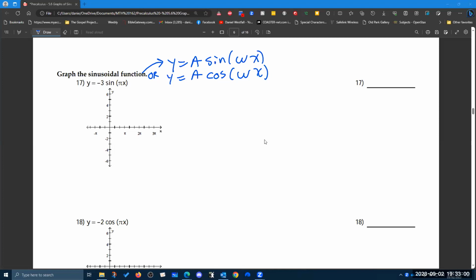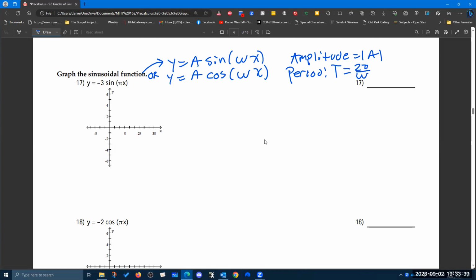So all we need to know to graph these functions is the amplitude, which is the absolute value of the leading coefficient here, A, and the period, which we call capital T, and it's equal to the original period for a sine or cosine function, which is 2 pi divided by this thing that looks like a W. It's actually a lowercase omega in Greek.